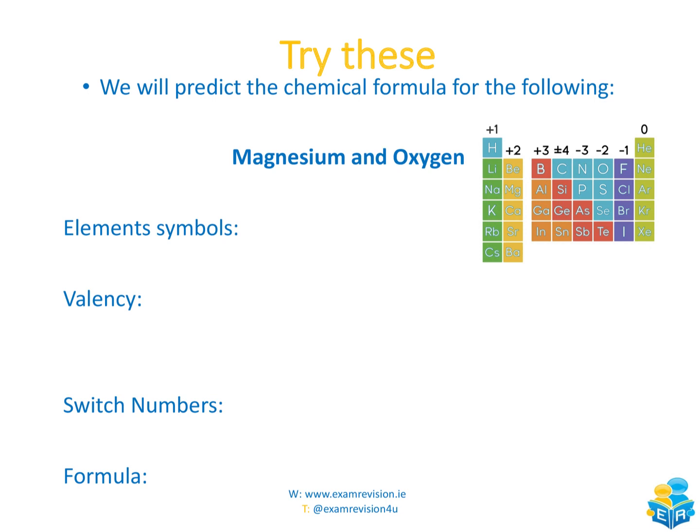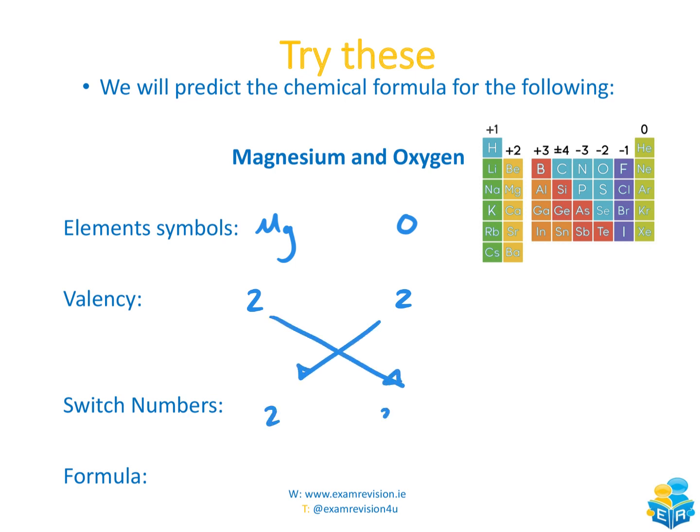So we have one more example here. This is magnesium and oxygen. So the element symbols, we have Mg for magnesium. Make sure the second letter there is a small letter. We have O for oxygen. The valency, magnesium here is 2. Oxygen is also 2. We'll switch the numbers.